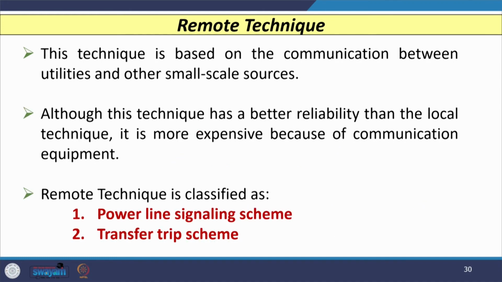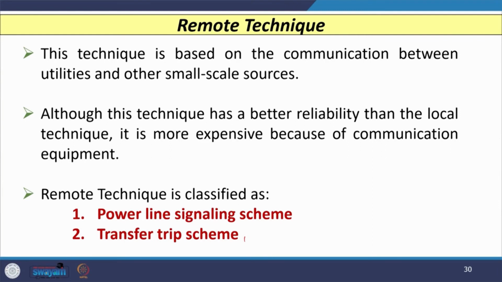If we consider the remote technique, then as I told you, this technique is based on the communication between the utilities and the small scale distributed energy resources which we have installed or connected at the point of common coupling. Although this technique has a better reliability than the local technique because we are having data from several locations, this technique is more expensive because of the requirement of several communication equipment. Remote technique can be further classified as power line signaling scheme, and the second is the transfer trip scheme.